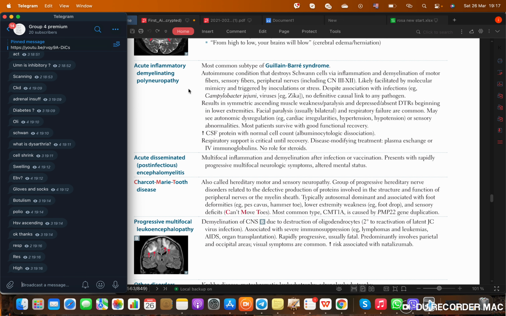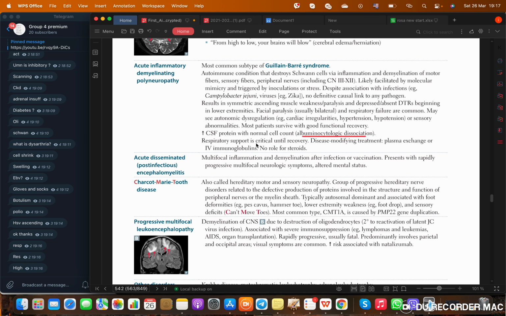So this patient with Guillain-Barré will have albuminocytological dissociation, meaning that their albumin will be high, but the cells will be low in the CSF. It's highly specific for Guillain-Barré. Respiratory support is crucial until recovery. However, if the patient has it, don't worry so much. Most likely they will recover if they don't die from the respiratory arrest.